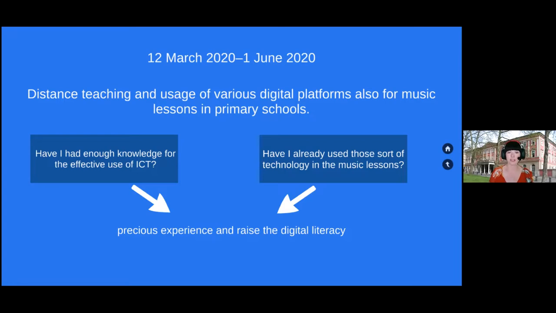Now, I will give the floor to my colleague Mira, who will present our research. Mira, please. Yes, hello, also in my name. I will shortly present the research we conducted with Tina.